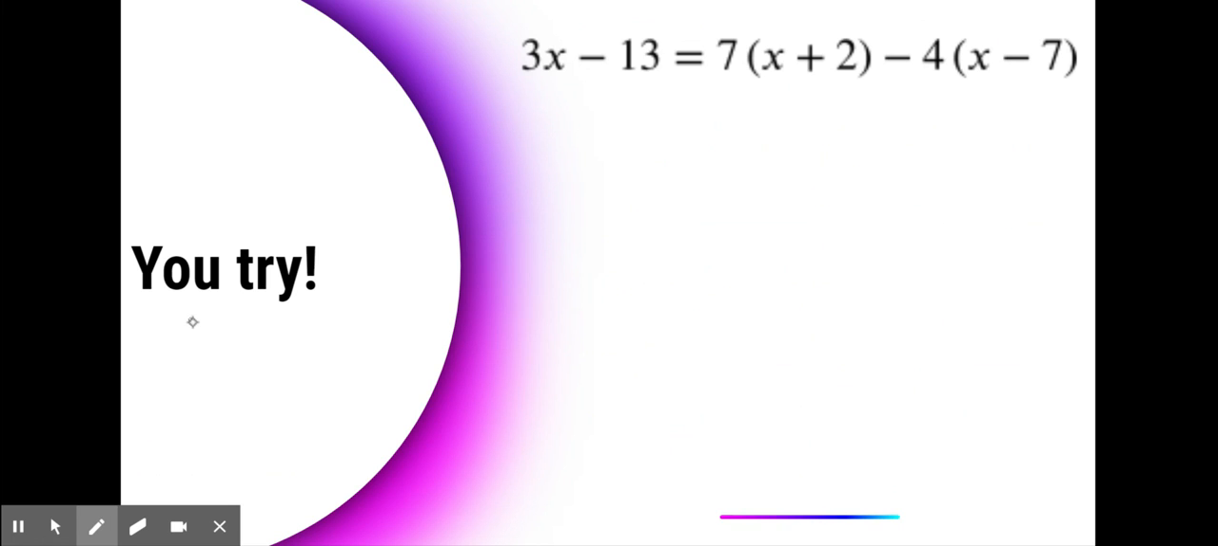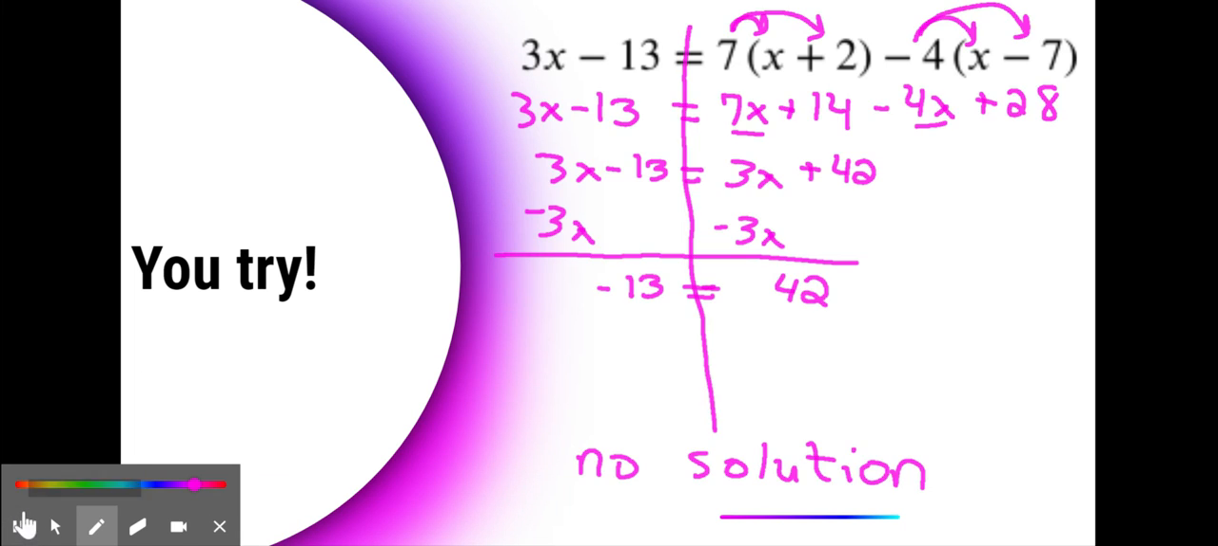Here's the last one. Pause the video, work this one on your own, then turn the video back on to check your work. When I solved this one, I got a statement that could never be true, so the answer to this one is no solution.